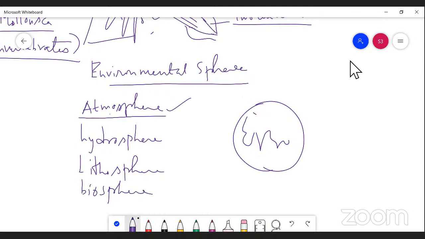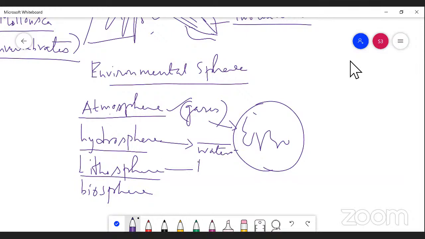The atmosphere is the gases on the planet. The hydrosphere is the water on the planet. The lithosphere is the rigid rock surface of the Earth. The biosphere is the life that exists with complex species, including living and non-living matter.